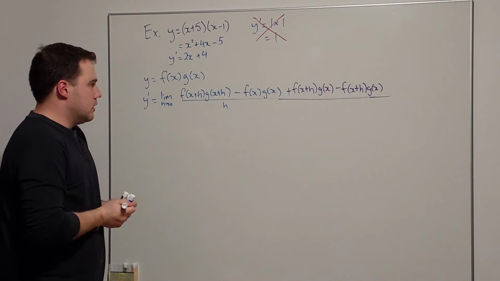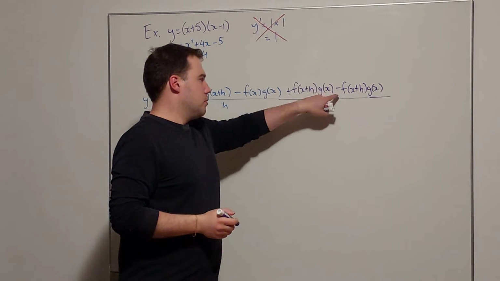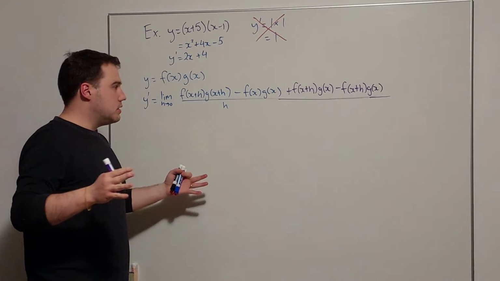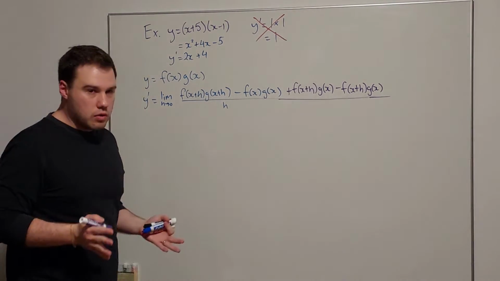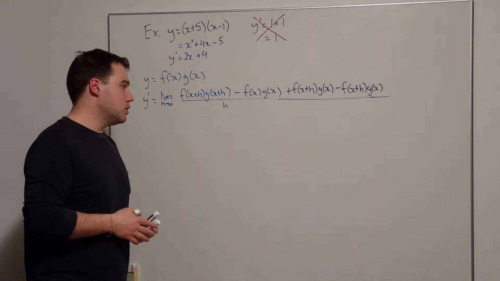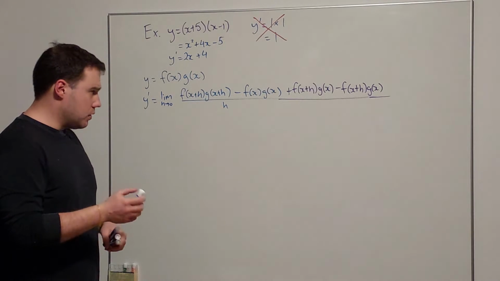Okay, so by adding a term and subtracting that exact same term, the net effect of that is adding 0. So I've added 0 effectively, so no real problem with that, right? Adding 0, or multiplying something by 1, shouldn't really be an issue. Okay, what's the benefit of doing this?